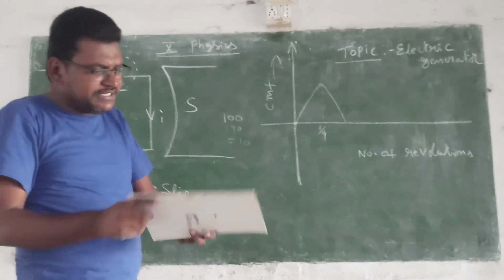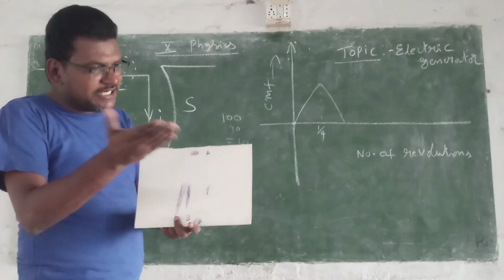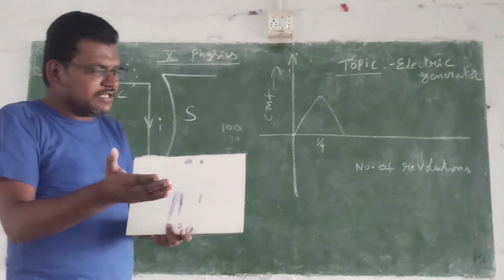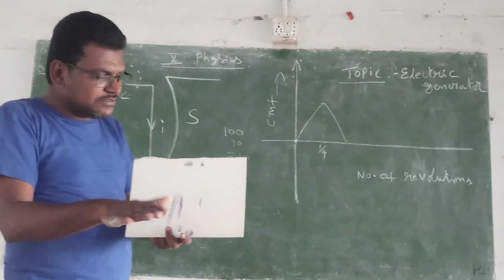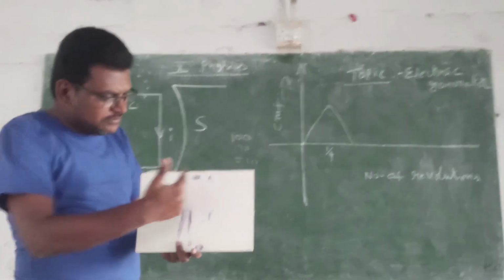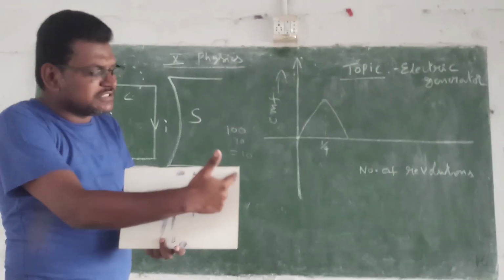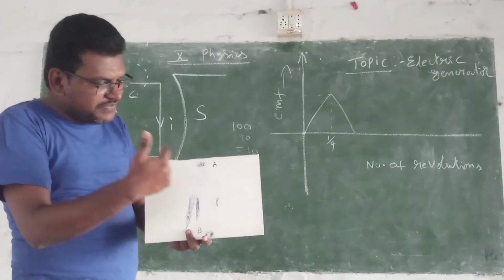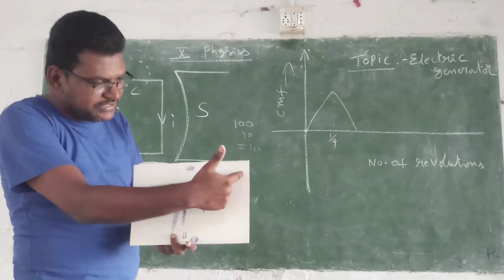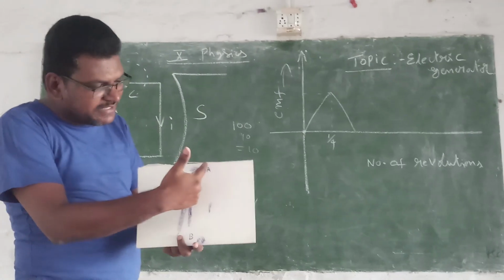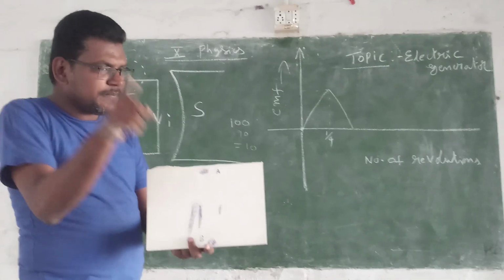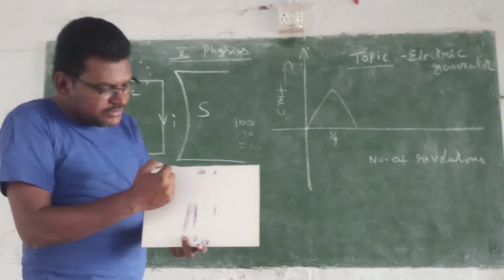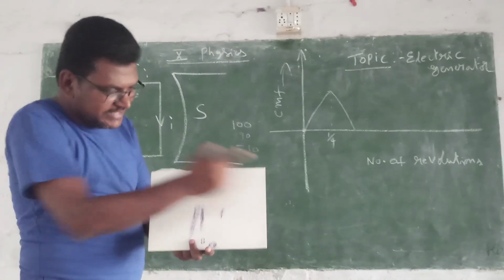As we rotate in this direction, the change in magnetic flux increases. So to oppose the change of magnetic flux, current is induced in this direction. If the induced current flows in this direction, the magnetic field produced by it lies opposite to this, in this direction. So that's why the induced current flows in this direction.